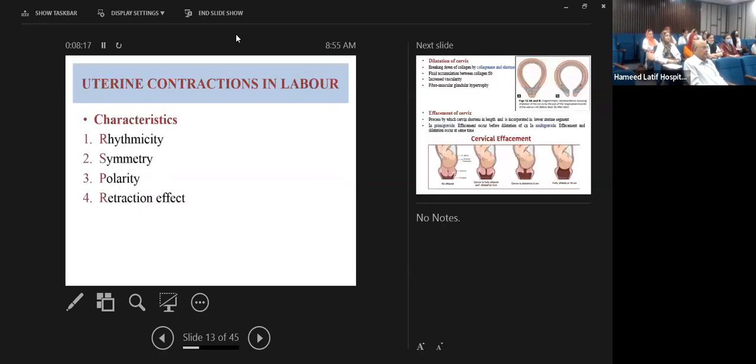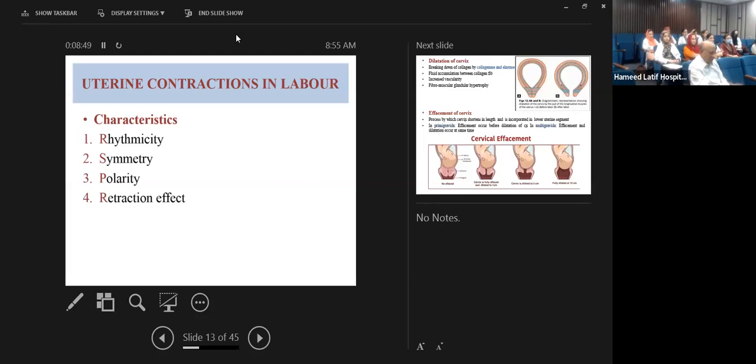Uterine contractions in labor: there are some characteristics of uterine contractions. They are rhythmical, symmetrical, with a polarity effect and a retraction effect. The uterine contractions are usually rhythmical, progressively increasing in intensity, frequency, and duration. The tone at the start of labor is 20 millimeter of mercury, which can increase up to about 150 millimeter of mercury at the second stage of labor.